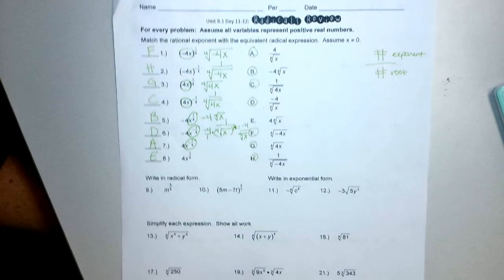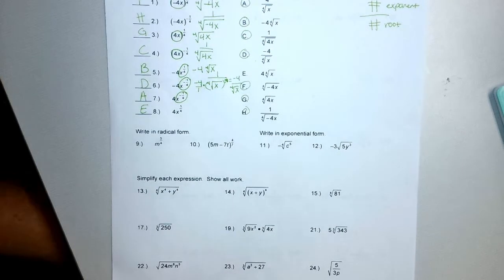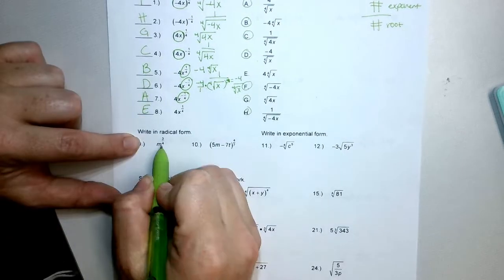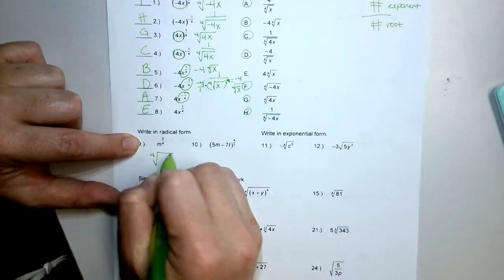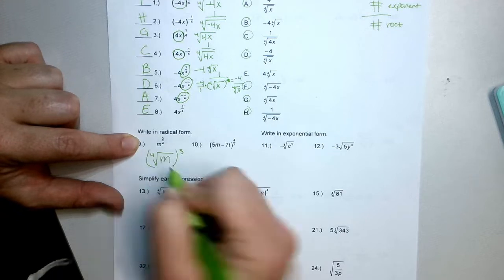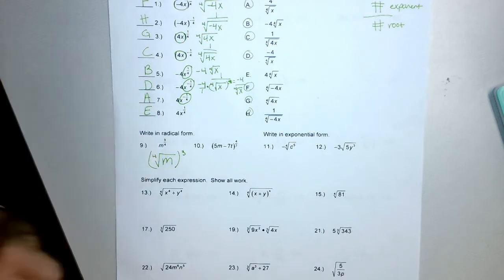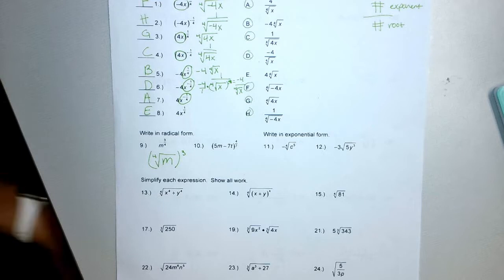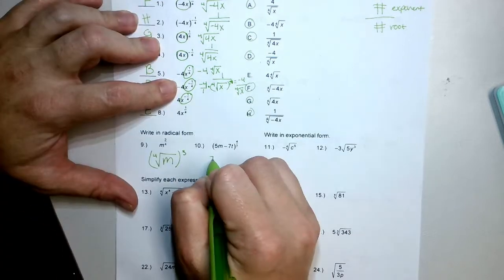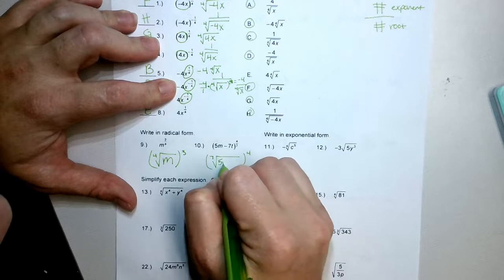Okay. So when it says write in radical form, that means I need to see a radical. So I want you to realize this is a 4th root to the what power? And then M goes on the inside. I can't simplify that, so that's just writing it in radical form. It came from exponential form to radical form. Okay, now this next one is going to be a seventh root to the fourth power, and it's 5m minus 7t.